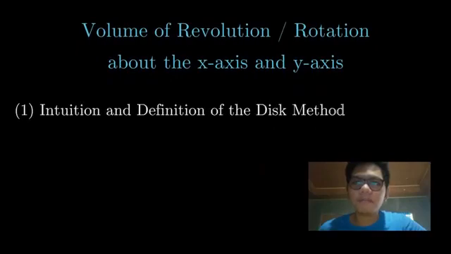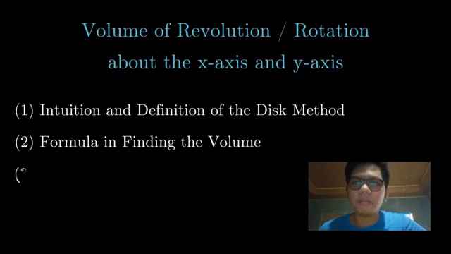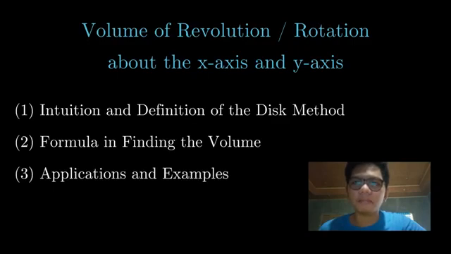First, I'm going to give you some intuition of how mathematicians have come up with the idea of the disk method. Next, from this intuition, we will derive the actual formula in finding the volume. There's actually one formula, but it varies just a little bit depending upon the axis where this function revolves about. Finally, we will apply this formula in various examples that I will present later on. I will assume that you have some background on definite integration in calculus, so we could focus more on how we've come up with the disk method formula.